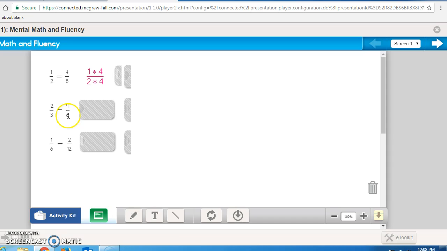2/3 and 4/6. How does 3 become 6? Times 2. How does 2 become 4? Times 2. So both of them we are multiplying times 2. That's how we know they're equivalent fractions. And finally, 1/6 and 2/12. Again, 1 times 2 is 2, and 6 times 2 is 12. Multiplying them both by the same number makes them equivalent.